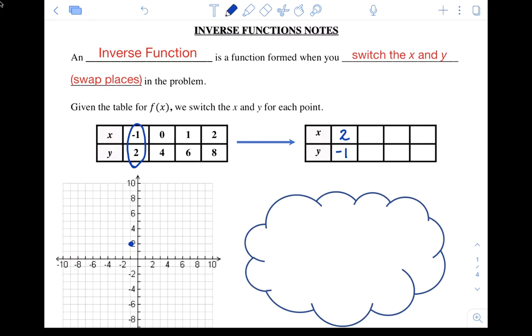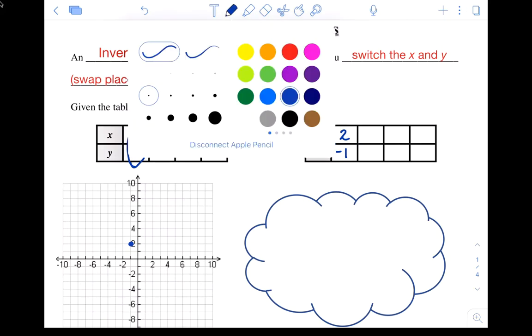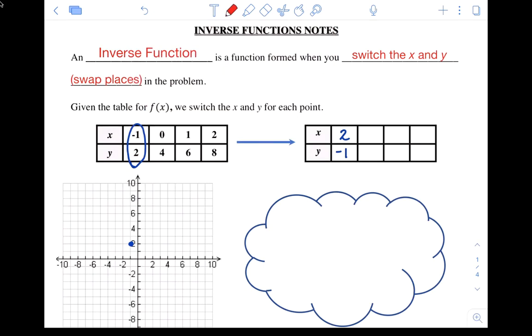Now, I'm actually going to do this in a different color, which would have been smarter from the beginning, but whatever. So 2, negative 1 is right here. I'm going to even write over that. 2, negative 1. So now we're going to switch each one of these.